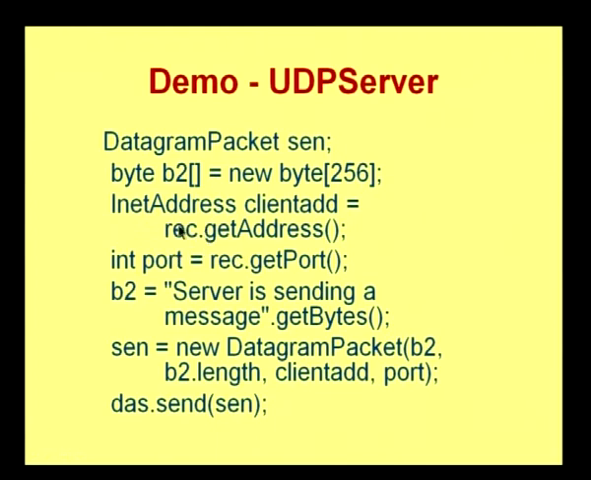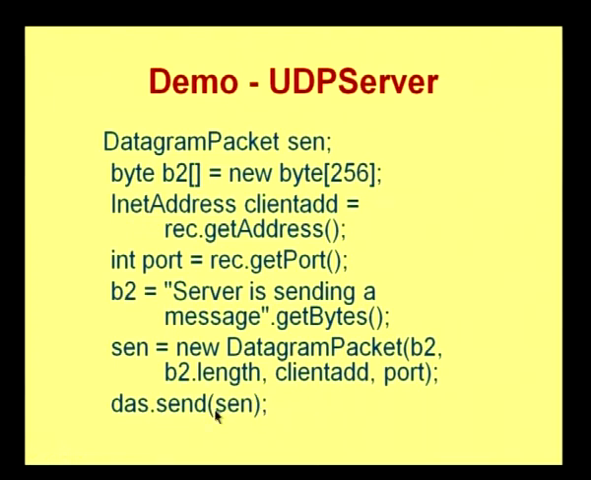We have already seen in the previous program that in the UDP server, REC is nothing but the packet that is received at the server side. From that I get the address and the port number, so I know the address and port number of the client which has sent the datagram packet. Then I create a byte array, server is sending a message .getBytes. I convert that into bytes, and create a new datagram packet with B2, that is the byte array, then the client address which we have resolved from the datagram packet, and then the port number, and then I send the information to the client.